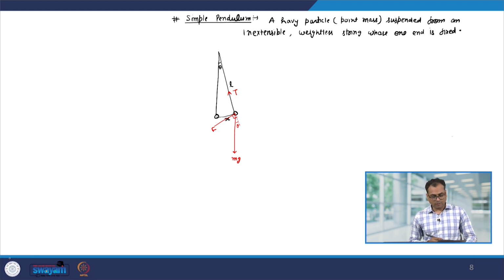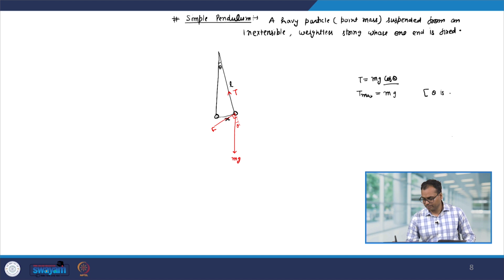So, you can see from the figure that T is equal to mg cos theta, and the maximum value of cos theta can be 1. Therefore, T max or the maximum tension in the string will be mg, and this is the case when theta is 0 degree. Okay. So, that means when the particle is over here, then the tension in the string will be the maxima.